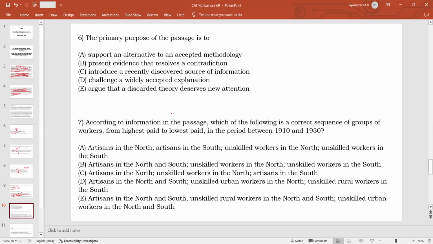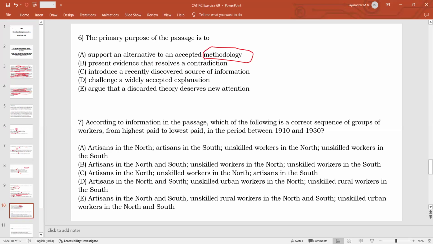Option A, support an alternative to an accepted methodology. We are not talking about a methodology. Methodology means a process. We are not talking about a process here. We are talking about a belief and why that belief is not true. So supporting an alternative to an accepted methodology need not be a good answer. Option B, present evidence that resolves a contradiction. What is resolving a contradiction?